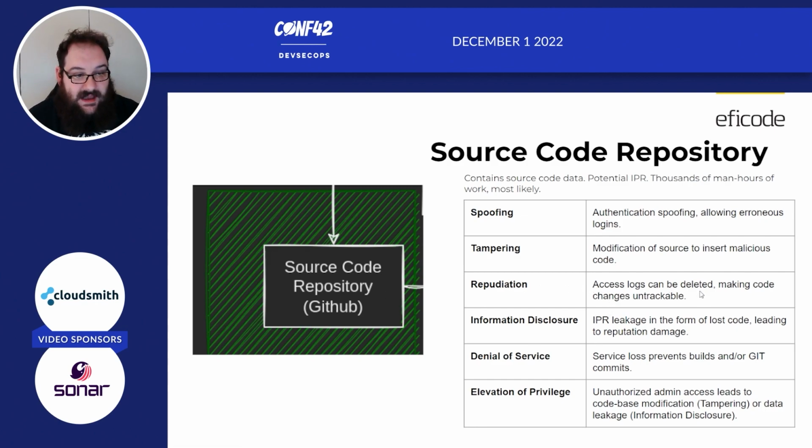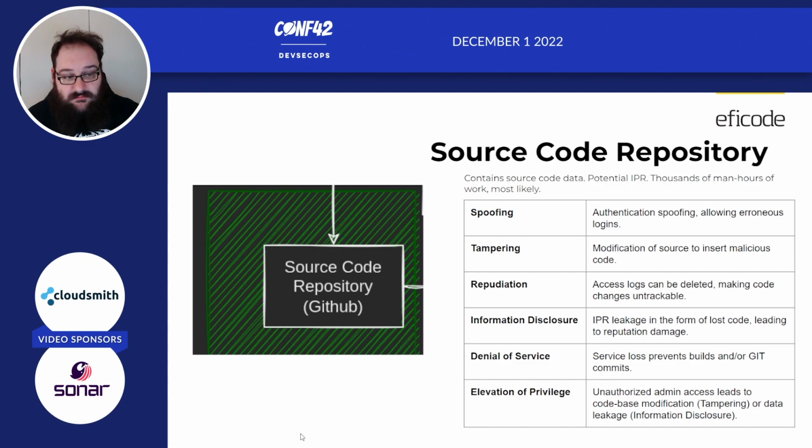Repudiation threats. Access logs can be deleted, which would make changes untrackable. So you have no chain of authority. You have no way to track what is happening. Information disclosure, IPR leakage, mostly if someone leaks the source code, loss of reputation, loss of innovation, and then denial of service. Service loss prevents builds being committed.